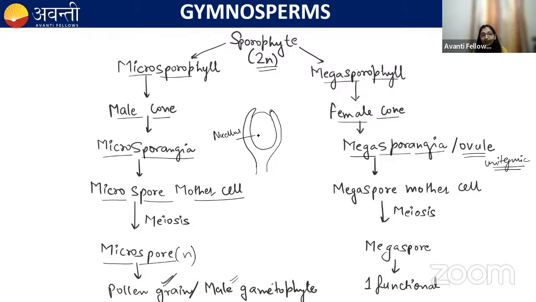And inside the ovule, nucellus is present. One cell of the nucellus gets differentiated into megaspore mother cell, which is also diploid. This megaspore mother cell undergoes meiosis and produces megaspores. Four megaspores are produced because we know that the end product of meiosis is four haploid spores. Okay, so four megaspores are formed, after which three degenerate and only one is functional.